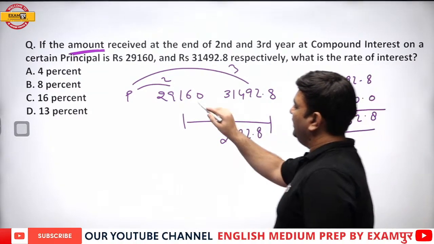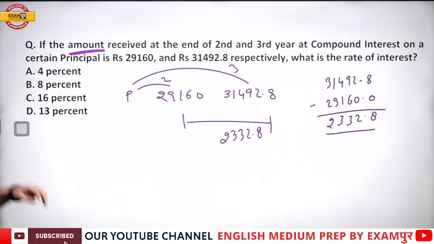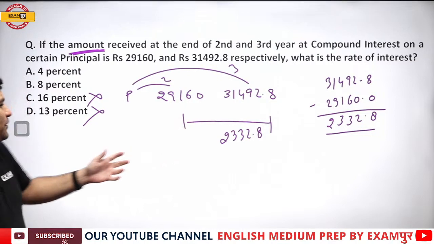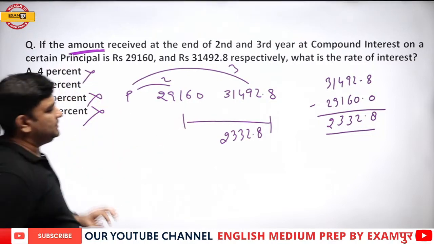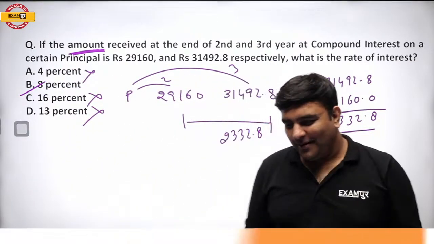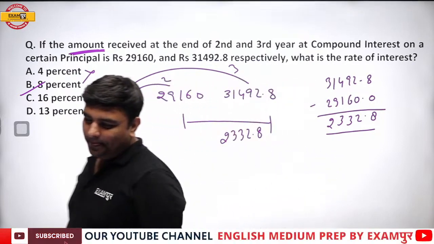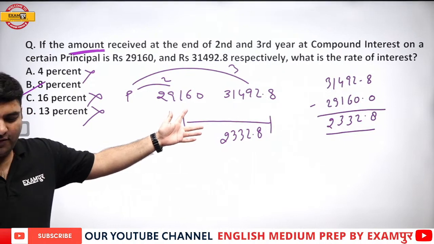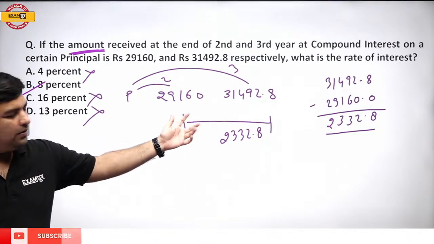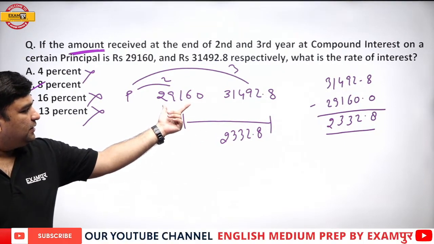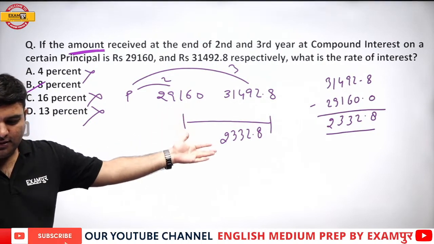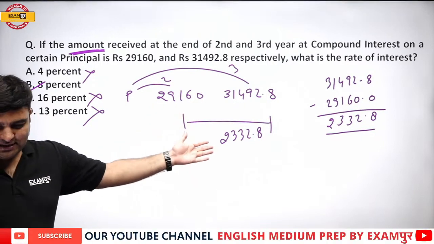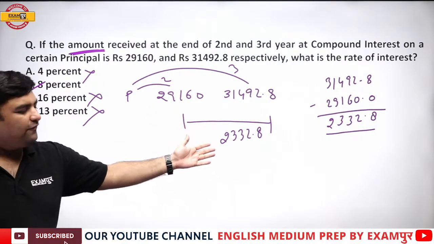2332.8. It's less than 10%. And it's also not looking like 4%. So this would be the answer. Yeah, this is not the 4%. 4% means less than half. What is half of it? 1450? It's not 4%, yeah. It's not like half of it.